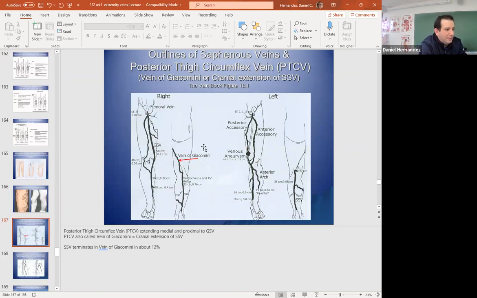If you remember back, we have a connection between the greater saphenous and the small saphenous through the vein of Giacomini. So sometimes it's referred to as a proximal extension of the small saphenous. So it's important to be familiar and know your tributaries of the superficial system, know the location of your perforators, and be able to image perforators.